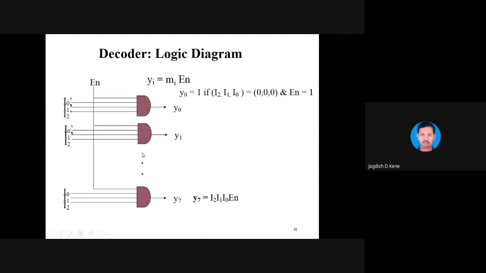Outside, we can define a block which has inputs I0, I1, I2 and outputs Y0, Y1, Y2, Y3, up to Y7. But internally it operates using AND gates. And this enable decoder is there, so we have the enable signal that will be connected to all AND gates, along with the three inputs, and the status of these three inputs is going to change.